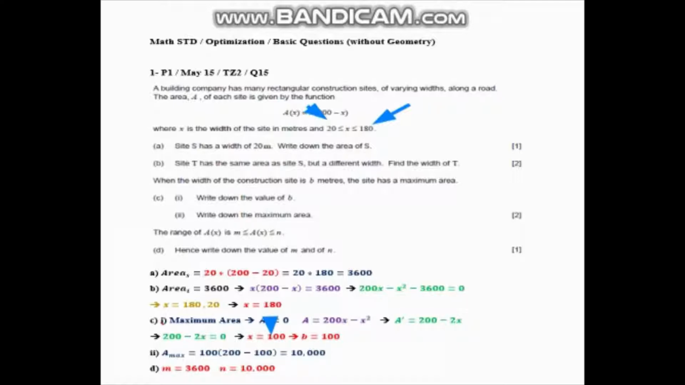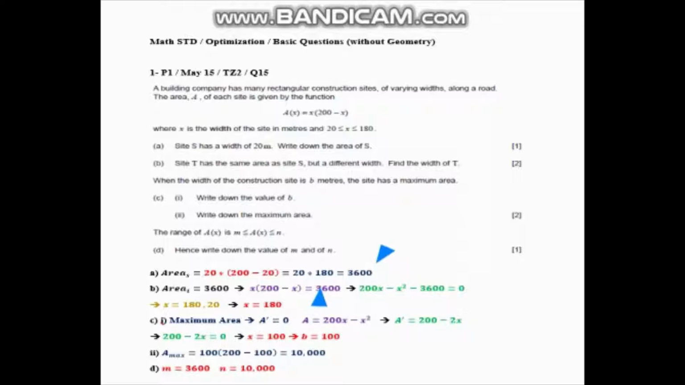So where will the minimum occur? Obviously the maximum occurs somewhere in the middle of this domain. So this suggests that the minimum values occur at the ends of the domain. So I can try to plug 20 or 180 into the formula. And we already know from A and from B that both 20 and 180 give me an area of 3,600.